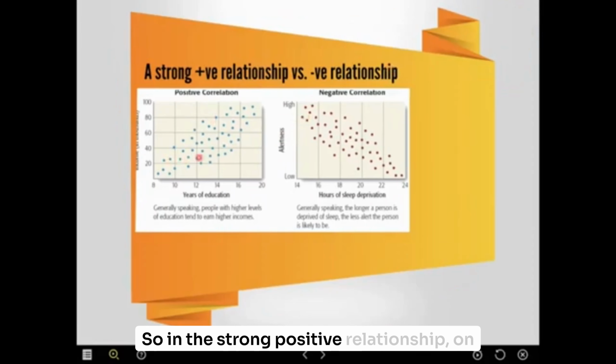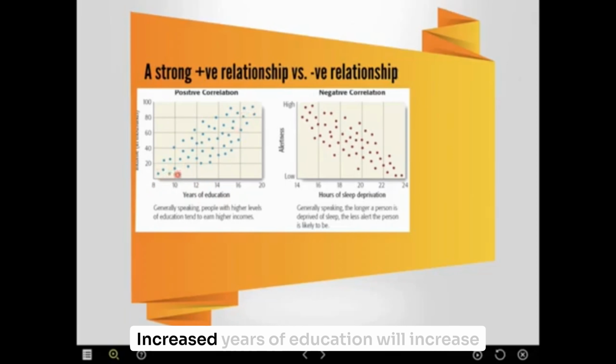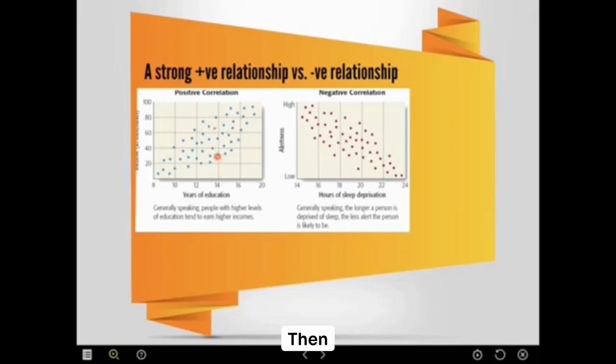In the strong positive relationship, on the x-axis, you see years of education: 8 years of education, 10, 12, 14, 16, 20. On the y-axis, you see the income. You can see with 8 years of education, the income is somewhere here. With 10 years, the income is overall going higher. With 12 years, it's increasing. So there's a pattern in this direction. Increased years of education will increase the likelihood of you earning more. So study more, go to college.